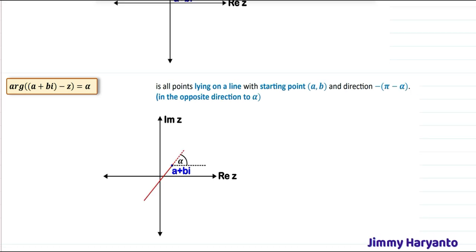And then for this one, the z minus complex number is inverted like this. So the complex number first and then minus z. This means a half line, but in the direction opposite to alpha. Usually you will draw it like this, but because this one is inverted, you have to draw it in the other direction. So it will go down instead of going up.